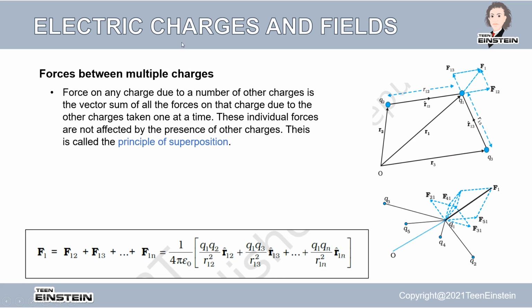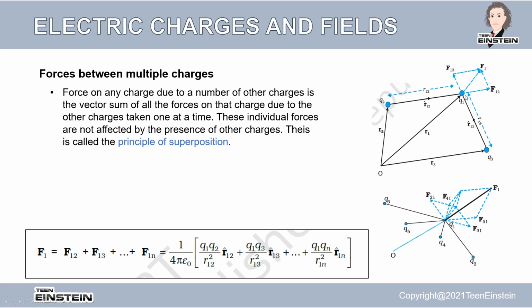So what do we do here? What does this say? Let's take just one charge, Q1. In this configuration, there are three charges. We are going to take the charge Q1 and find out the force on this Q1 due to the charge Q2 and the force on this Q1 due to the charge Q3 individually, ignoring the effect of the other charges.